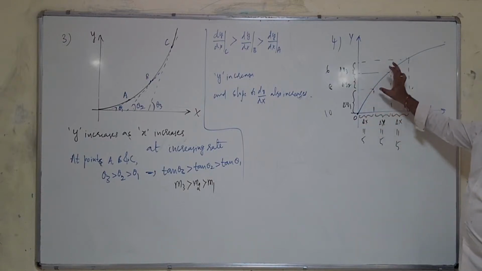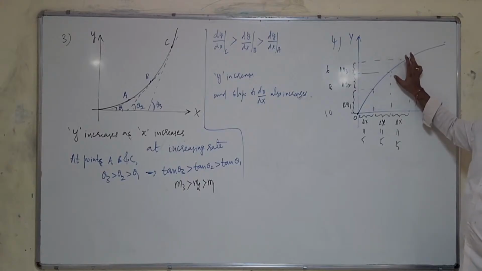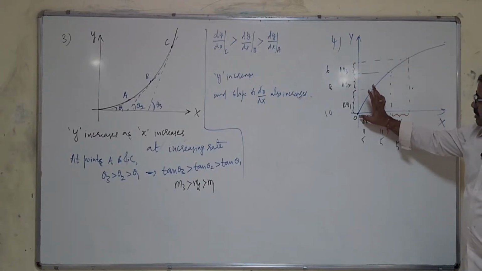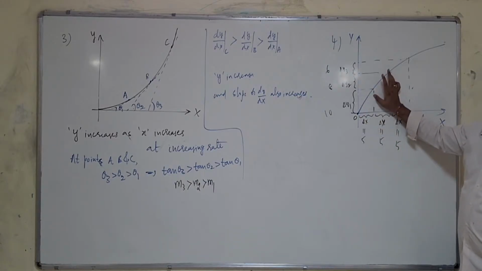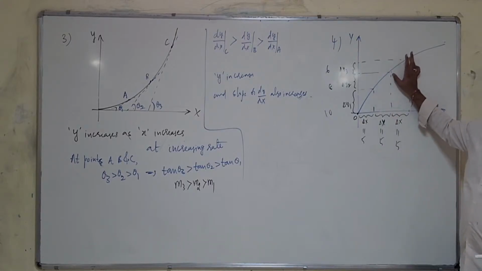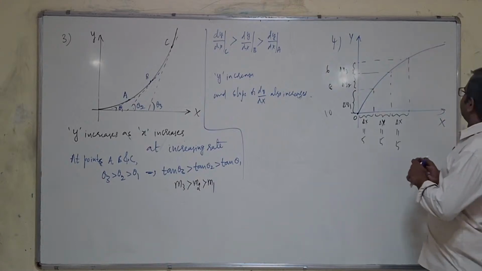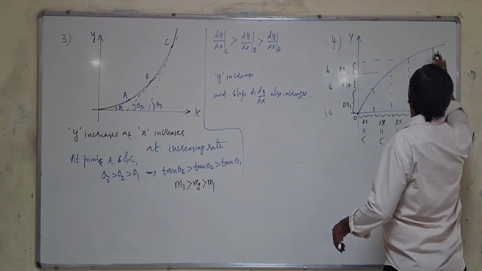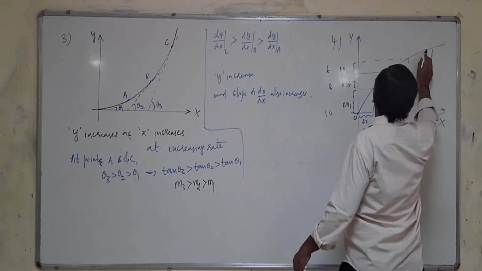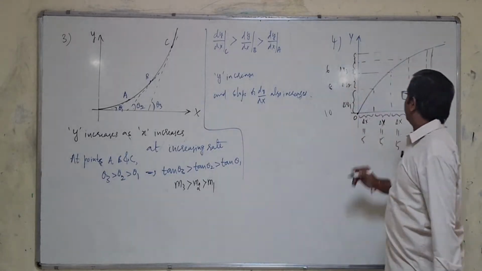Here y increases. In this interval also y increases. Here also y increases. But y increases at a faster rate here. So the rate becomes slower. Y increases, but the rate of increase has become slower, smaller. Here, if you go to this interval, the rate of increase has decreased even further. If you go to this place, for the same change in x, look at the change in y.